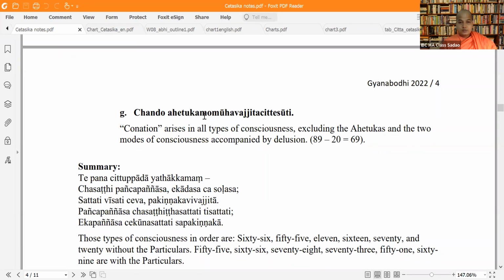Chando ahetuka momoha vajjita chittesu. Chanda arises in 69 types of consciousness out of 89. In 20 consciousness, it is not present. In the ahetukas, rootless consciousness, it is not present. And the two modes of consciousness accompanied by delusion, that belong to akusala chitta, mohamula 2 chittas, they are not present. So how many ahetuka chittas are there? 18 plus these 2.